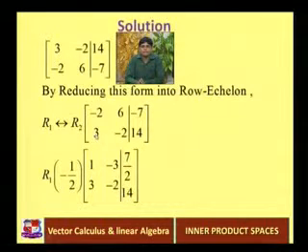For that, we do this operation R1 times minus 1 half, meaning divide the first row by minus 2. After this operation, the matrix's first row is minus 2 by minus 2, that is 1, and 6 by minus 2, that is minus 3, and minus 7 by minus 2, that is nothing but 7 by 2, and the second row is as it is, 3 minus 2 14.